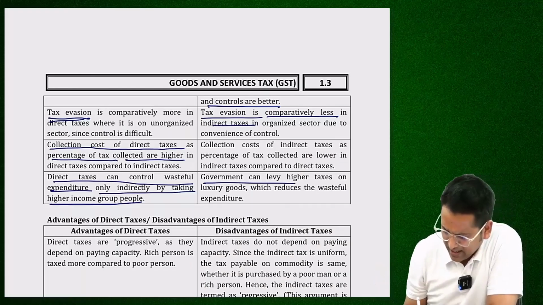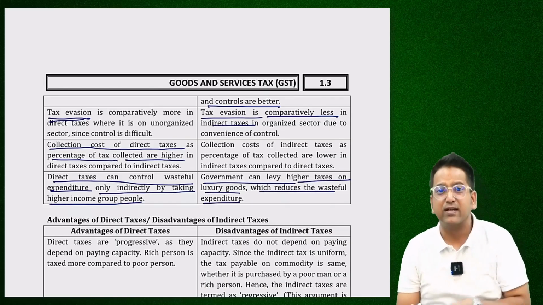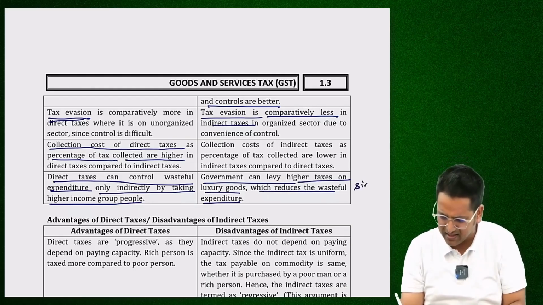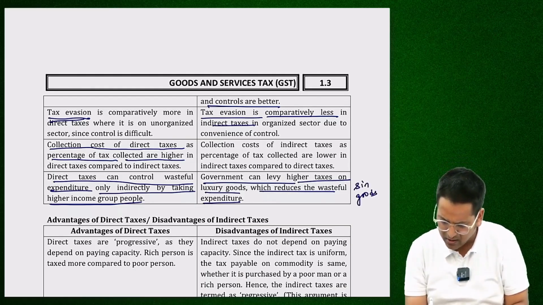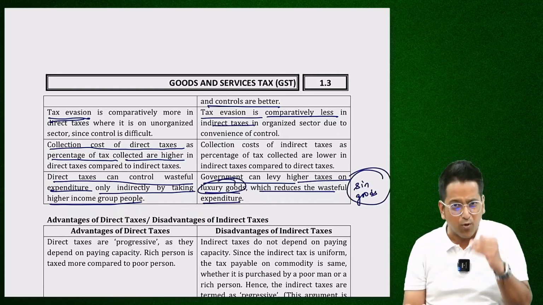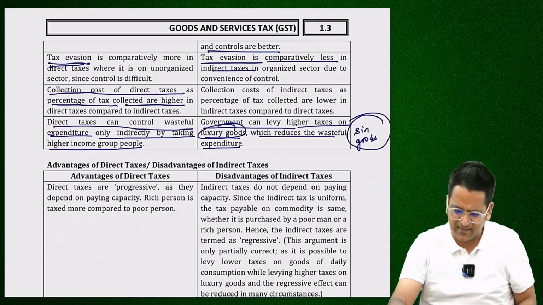The government can levy high taxes on luxury goods, which reduces wasteful expenditure. Goods that are deemed harmful or detrimental are commonly referred to as sin goods. The government imposes high taxes on sin goods and luxury items to reduce wasteful spending, encouraging people to cut back on such purchases. Right?